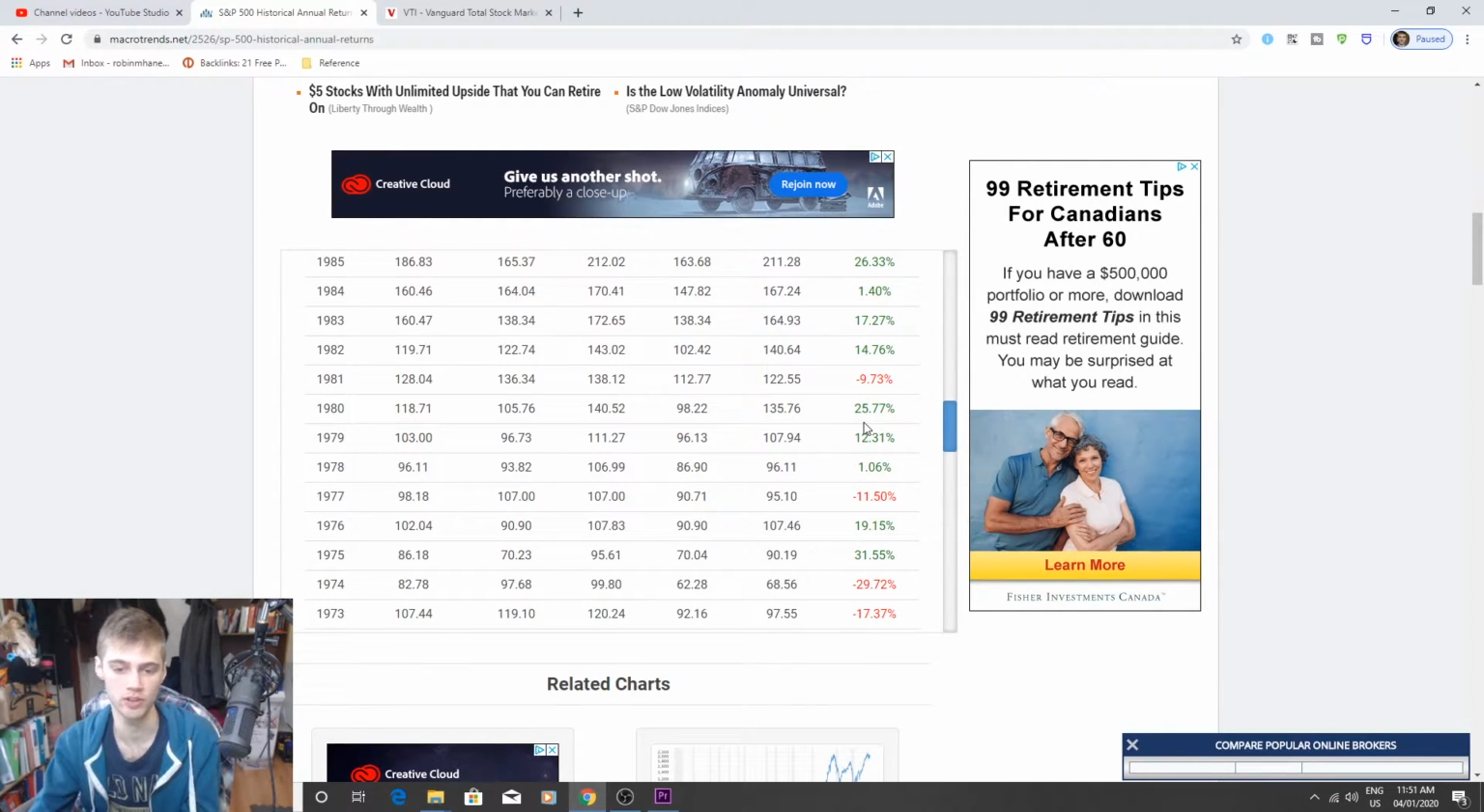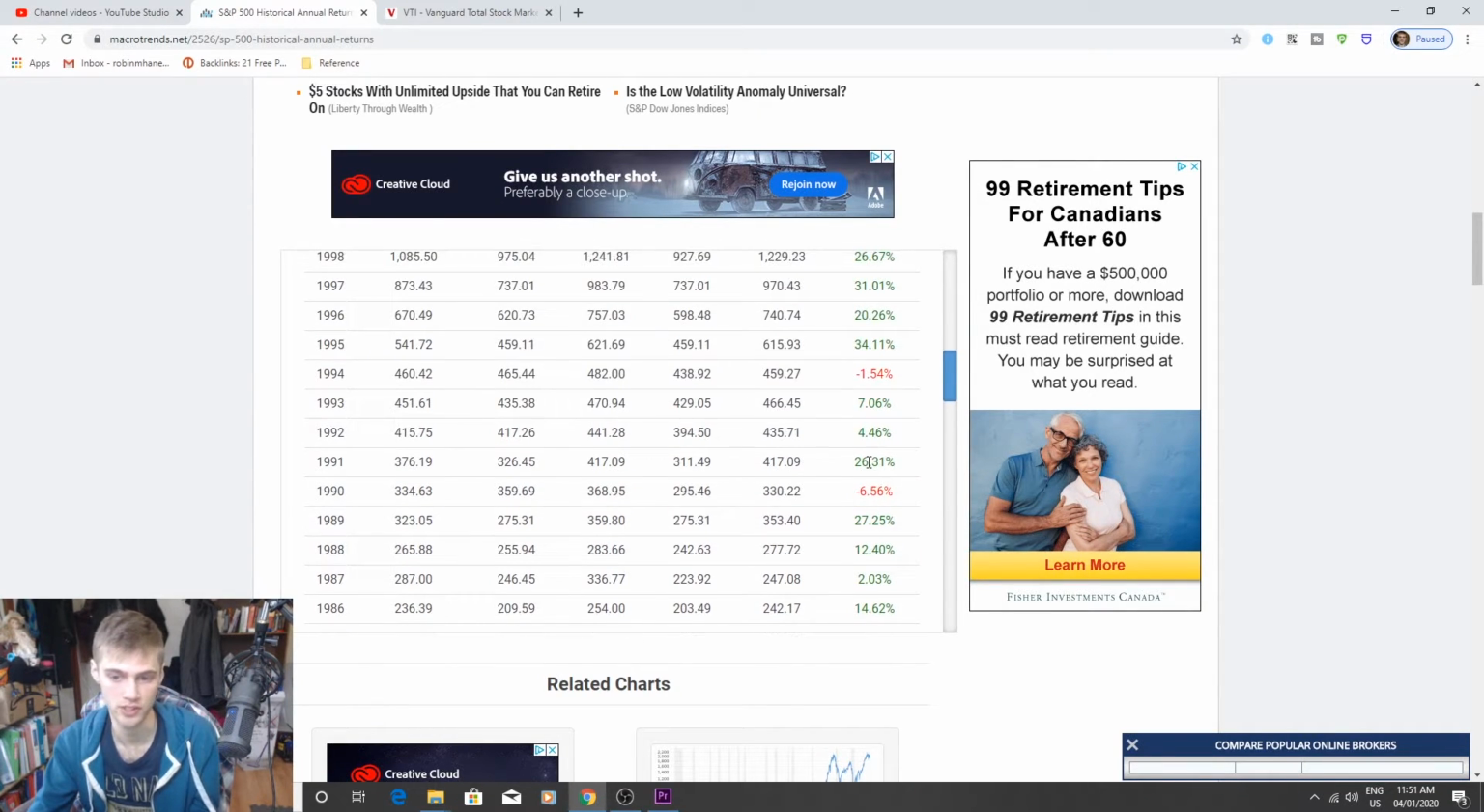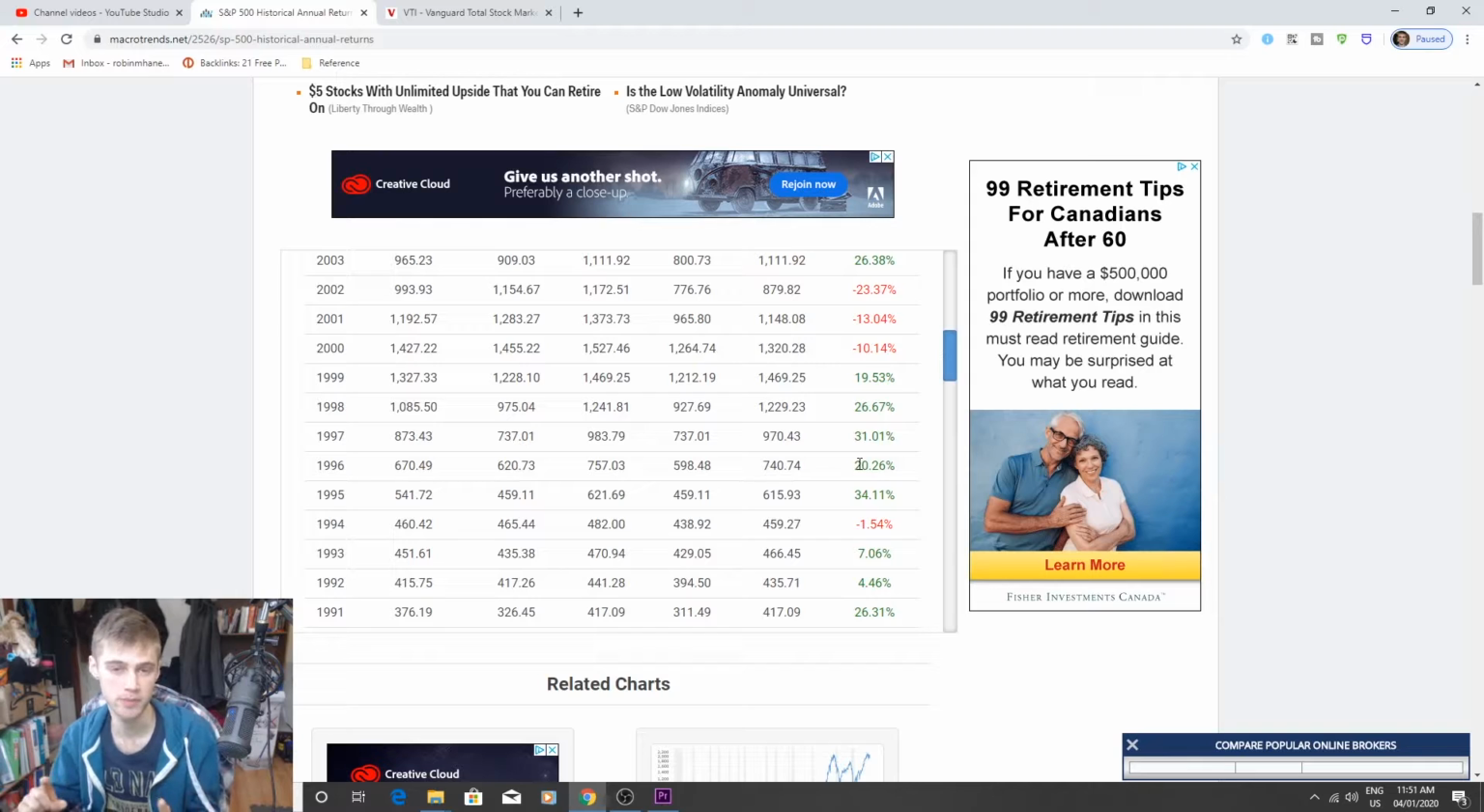But if you keep your money in for the long haul, you're going to see that over time, the positives just outweigh the negatives. In fact, the S&P 500 has an average yearly return of 10%. So if you took the average return of every single year and got rid of the pluses and the minuses, you get a 10% average, which is pretty solid for stocks.